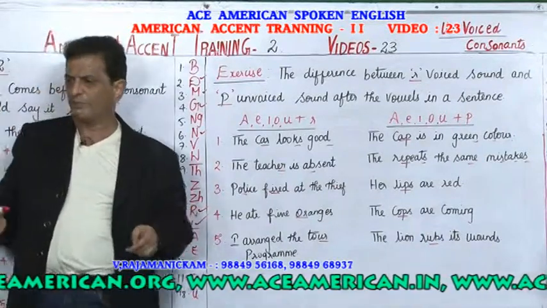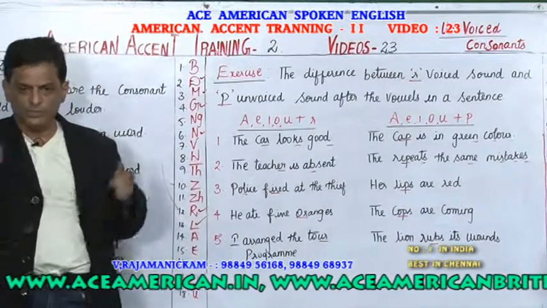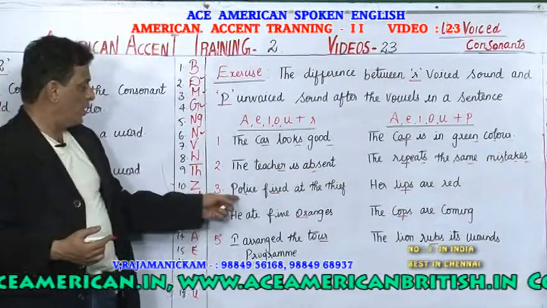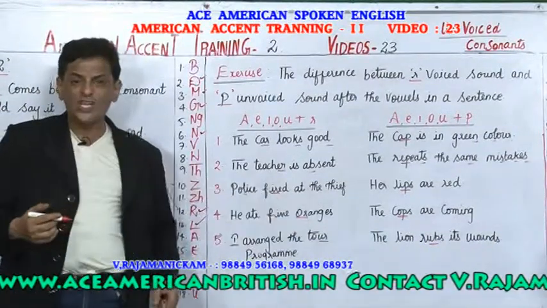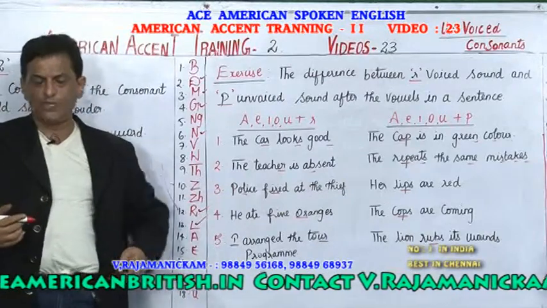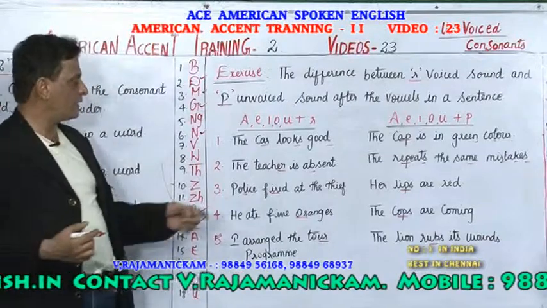Thief. Why thief? F is unvoiced. Before F, I comes. So no other go. You have to reduce the vowel sound. So police fired at the thief. Right? You got it. Now coming here.